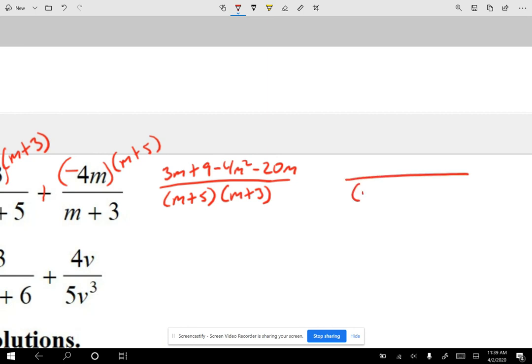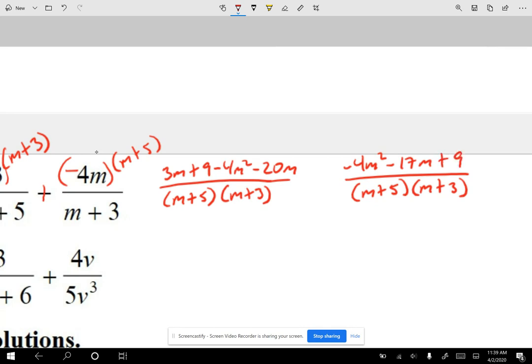So my final answer, my LCD is there. So m plus 5, m plus 3. Now let me combine on the top all my like terms starting from the highest exponent. So I'm going to go negative 4m squared minus 17m plus 9.